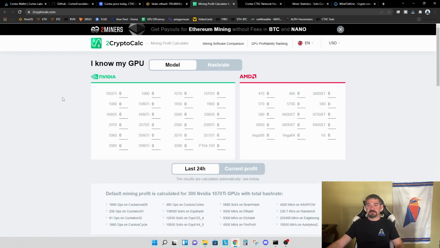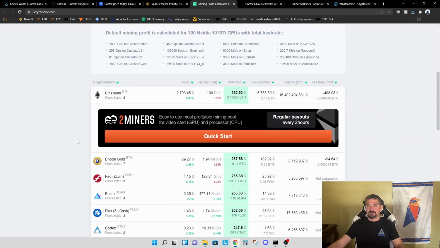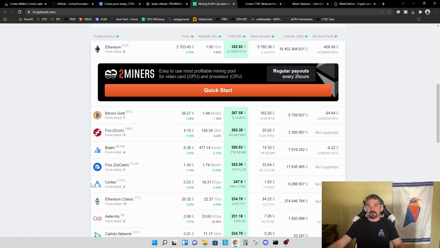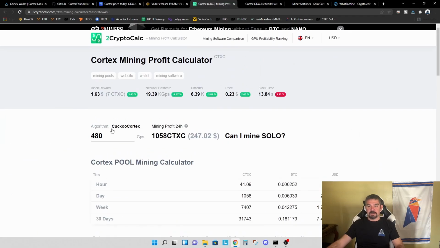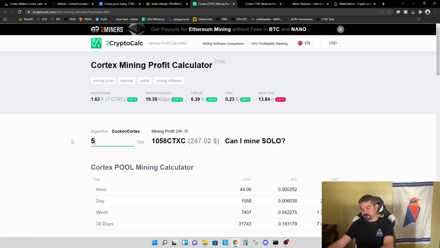When I made the decision to solo mine Cortex, I was looking at 2CryptoCalc, and I've been interested in Cortex for quite some time. Let's click on Cortex. If we put in the numbers, so we're about 5.3 graphs per second, it looks like we'd get about 11.68 Cortex per day, or $2.73, which is about what we would expect to get on Ethereum. So I thought, this is interesting, but I would rather stick with Ethereum because it's something I know and I trust and I believe in.